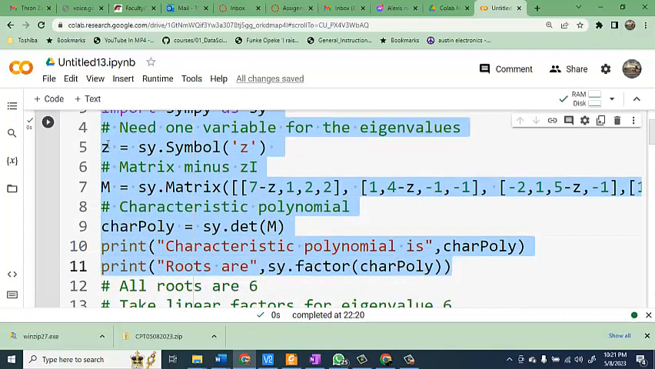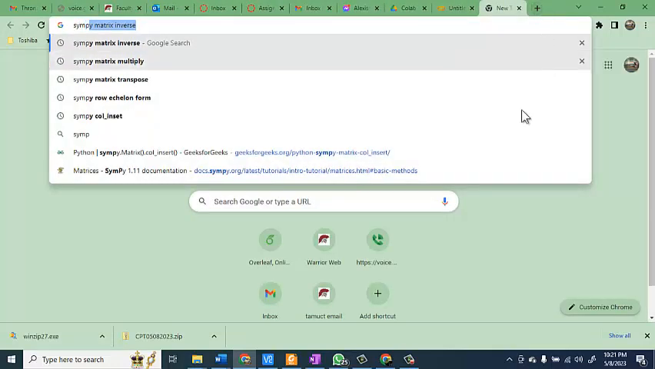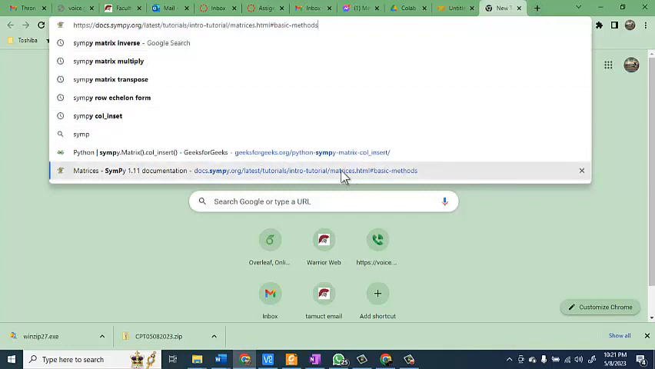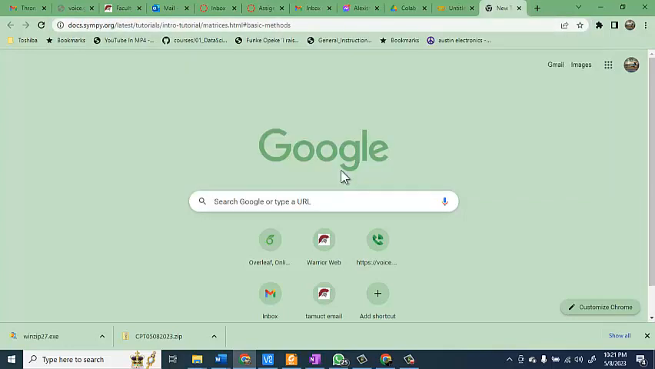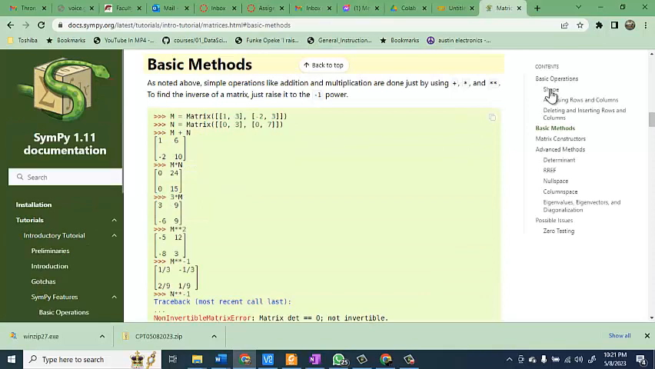If you look at SymPy, SymPy has some documentation. I don't remember exactly where I found it. I think it's here. So it gives the basic methods. Yeah, these are very important for the basic methods. And so I just basically use this stuff. The nice thing about SymPy is it also does RREF, which NumPy doesn't do for some reason.